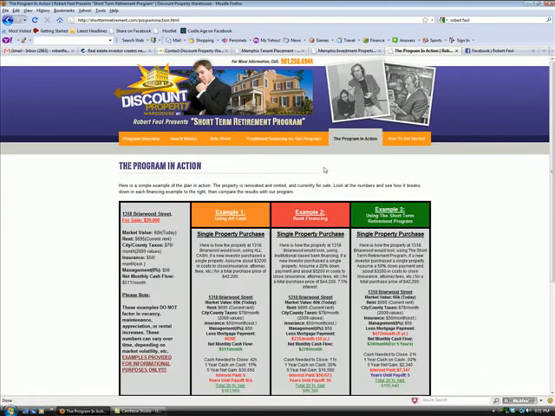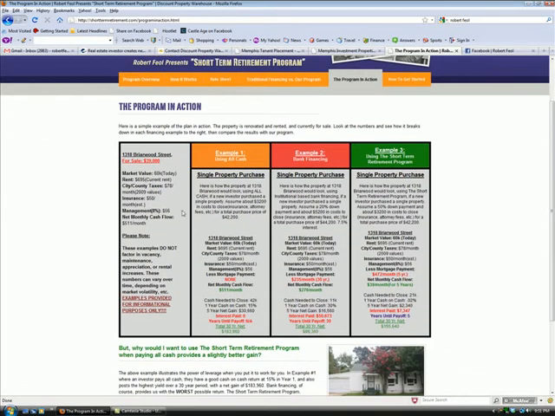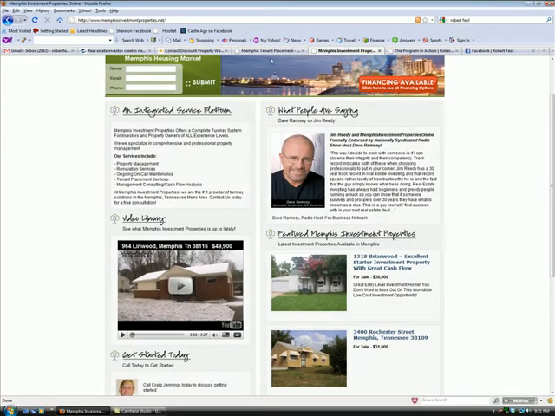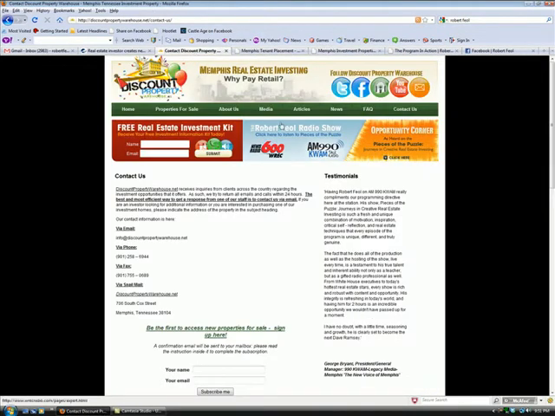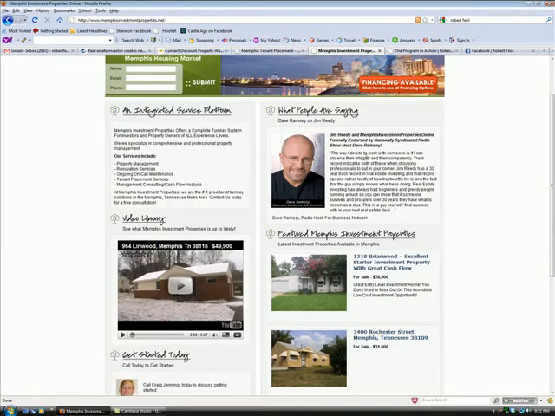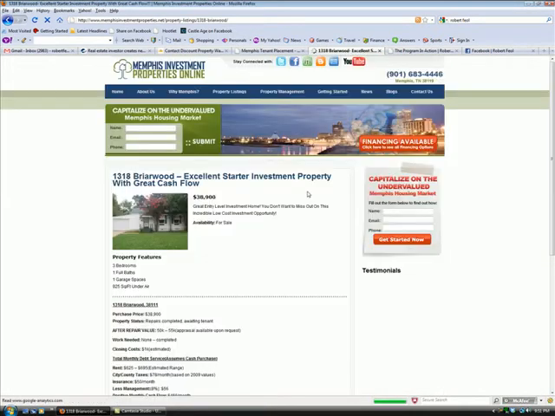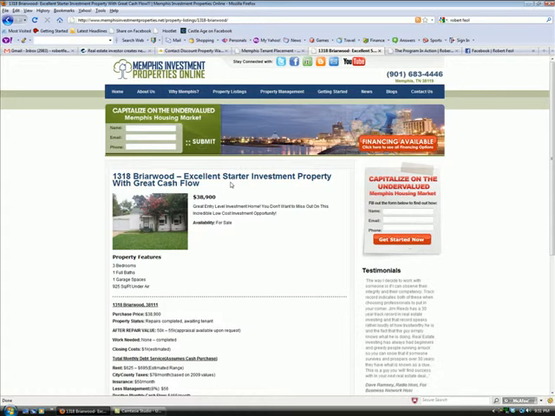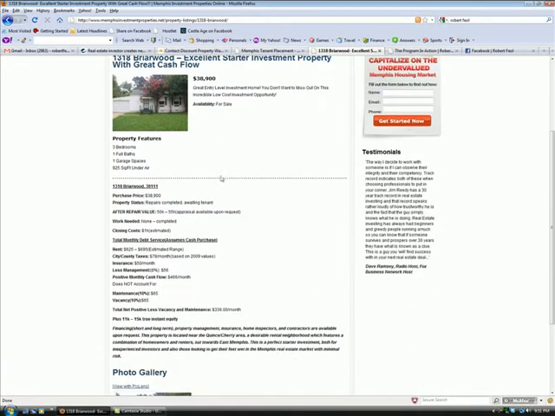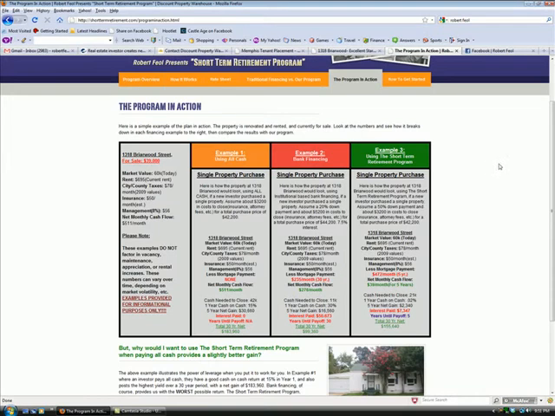The program in action is really where the meat and potatoes of the program is described. And I've taken a property just like this property here at Briarwood, which is a property that I own. So if you look here on memphisinvestmentproperties.net, you can see the pro forma, and I've built this out because I own this property and I know that this program works.